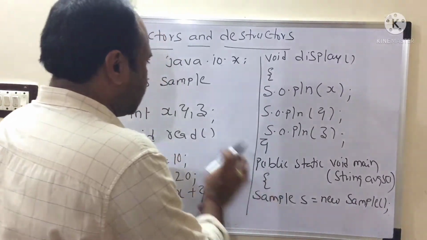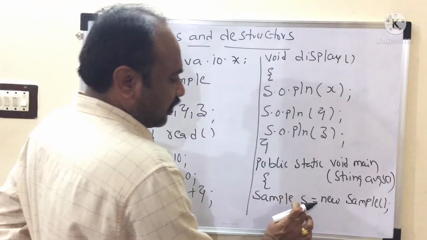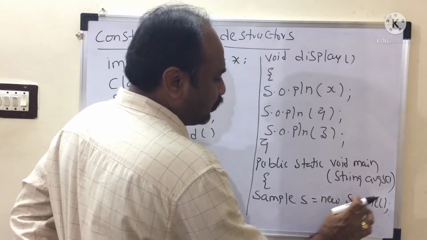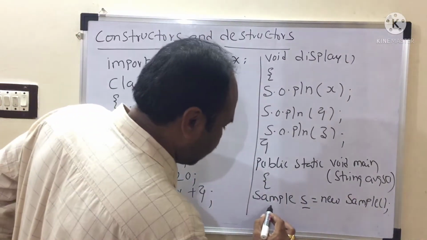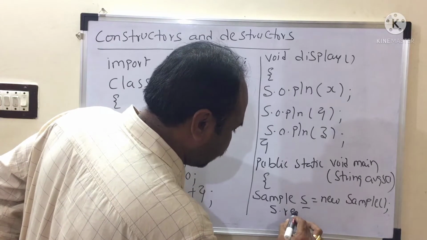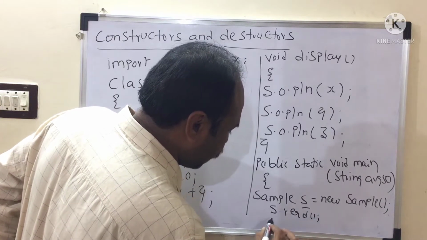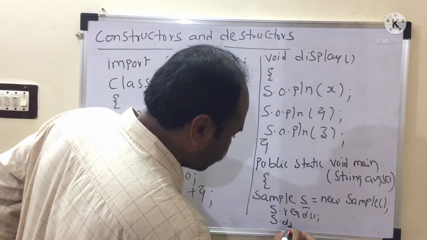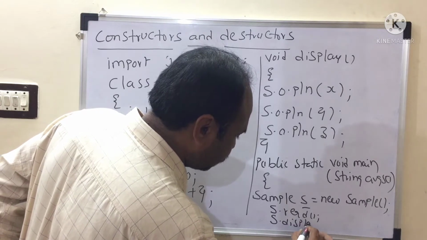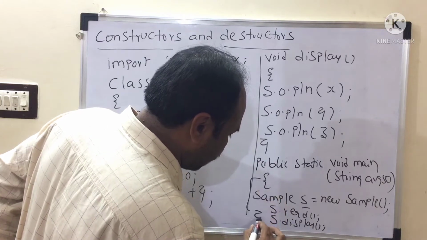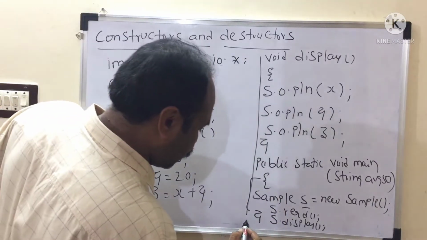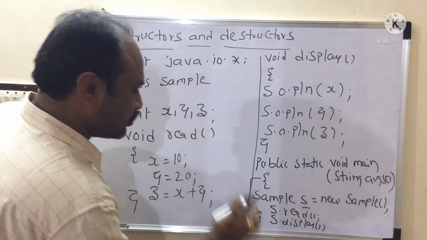Which class data do I have to access? Sample class data. Variable name is s equal to new Sample. Using this variable to access the read method, we have to write s.read. We have to write s.display. Now I have to close main, then we have to close the class. Main closing, class closing.